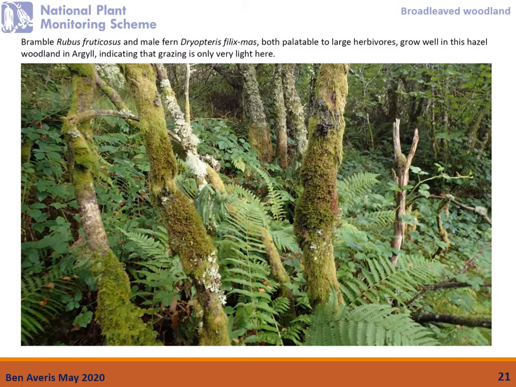Here's an example of some much less grazed woodland on similar soils again. A lot of bramble and the tufted fern there, male fern and bramble, both very palatable species. So they're doing very well here in this sort of tall, more tangly ground layer.